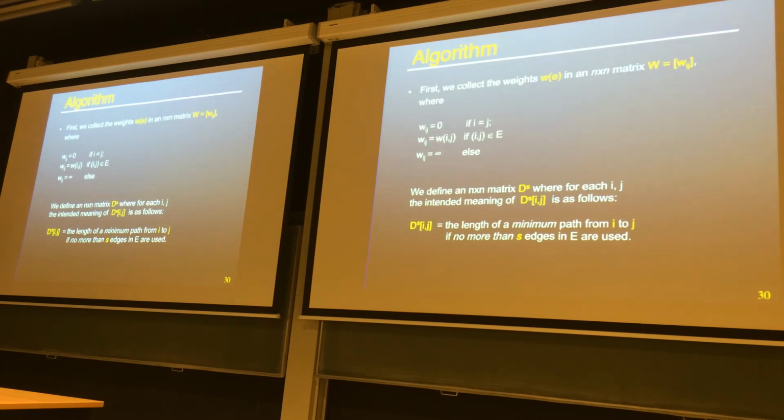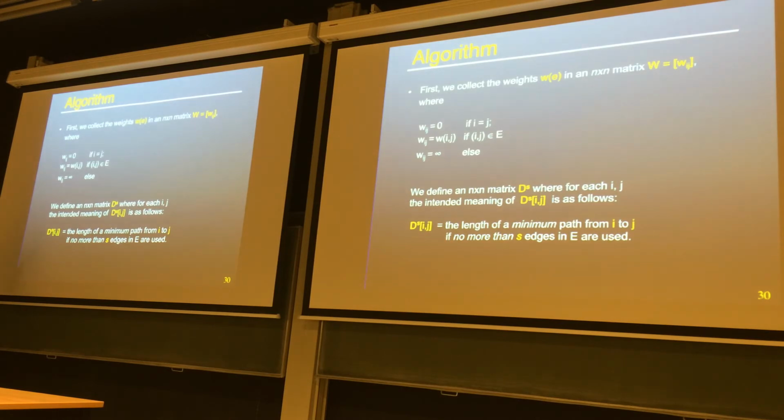And now you define the following matrix D^s as follows. The entry ij in D^s has the following meaning. It is the minimum path between i and j if no more than s edges in E are used. So you start with s equals 0, then it's the length of a minimum path from i to j if no more than 0 edges in E are used.